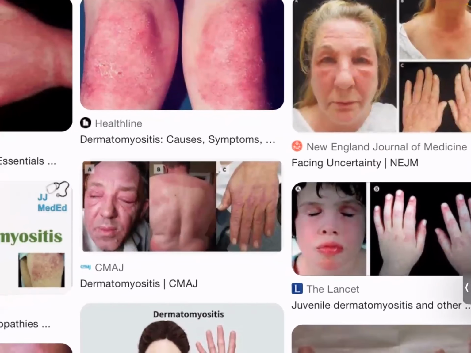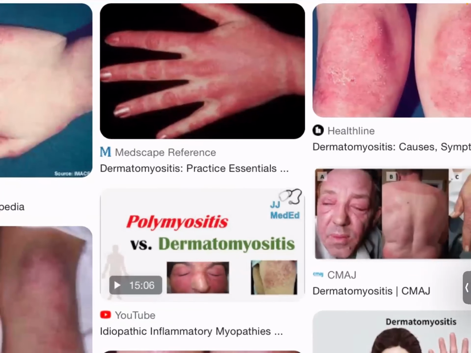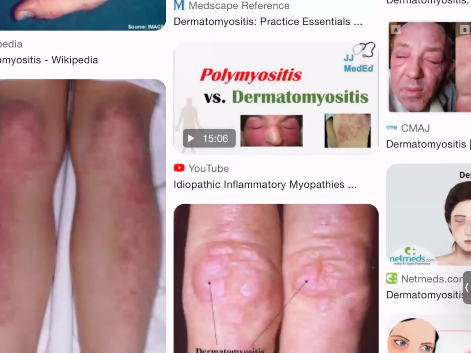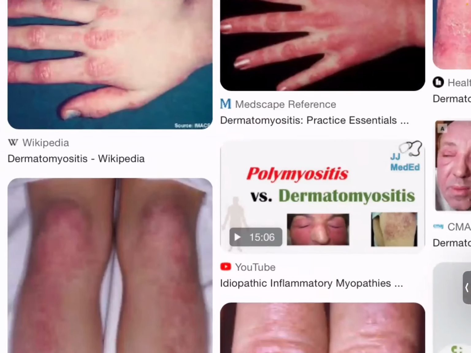Don't misdiagnose as psoriasis. These are very characteristic features of dermatomyositis. This is the Gottron nodules, extensive Gottron nodules, Gottron papules on the dorsum of the hand. So this is dermatomyositis. It's a spot diagnosis.